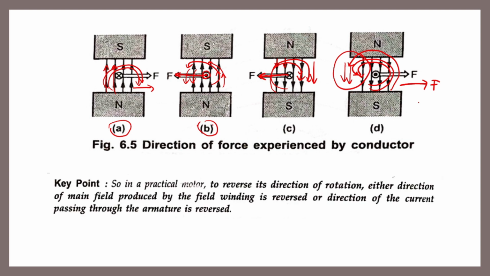So therefore, the key point here is that in a practical motor, to reverse its direction of rotation, either the direction of the main field produced by the field winding is reversed, or the direction of the current passing through the armature is reversed. So there are two possible ways you can reverse the direction of rotation of your motor. You can reverse the field winding, the magnetic field, or you can reverse the direction of the current passing through the armature or the current carrying conductor. And if you reverse both, the same thing happens, so only one should be reversed. Okay? This is for the direction of force experienced by a conductor.